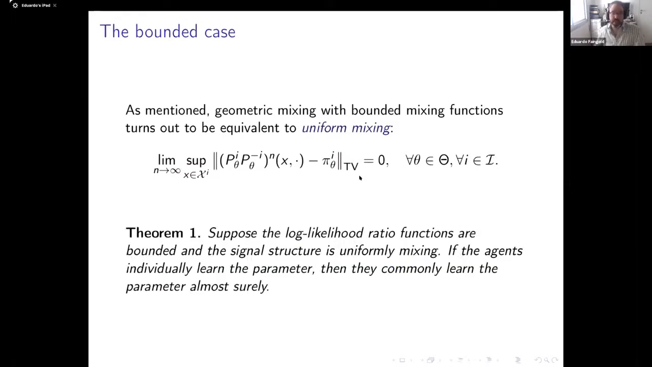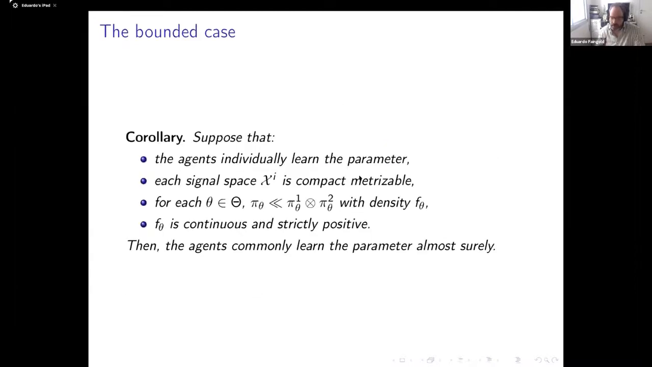And the theorem is that if the log likelihood ratio functions are bounded and the signal structure satisfies this uniform mixing condition, then individual learning implies common learning. And of course, there are assumptions on primitives that ensure uniform mixing. And here's one set of assumptions.